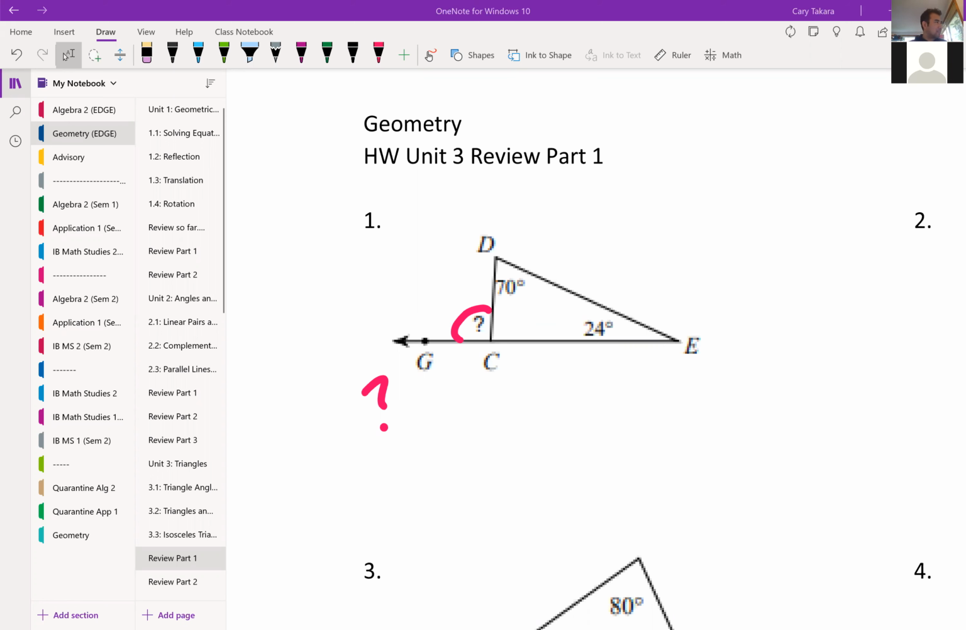Hey, Caitlin, it's good to see you. Okay, we're working on the assignment. We're just reviewing what we've done so far for Unit 3.